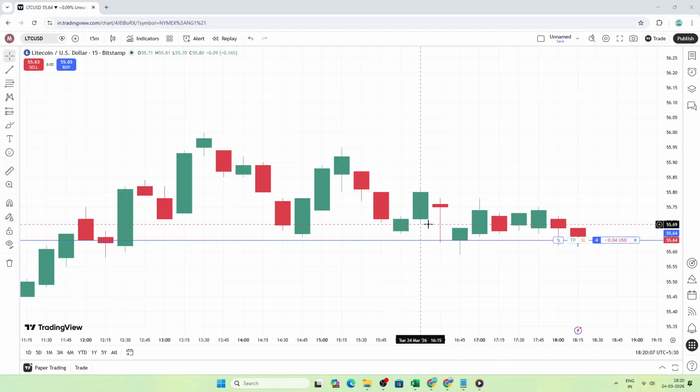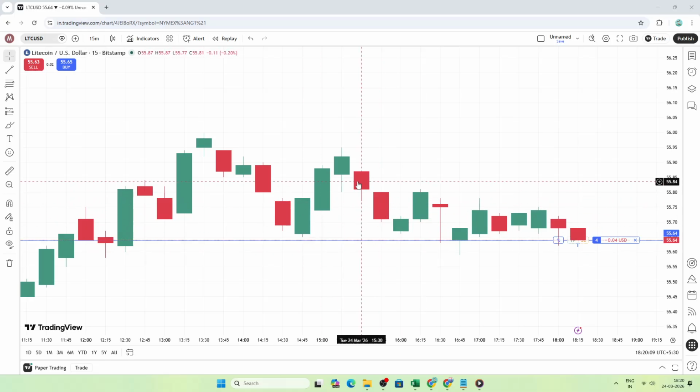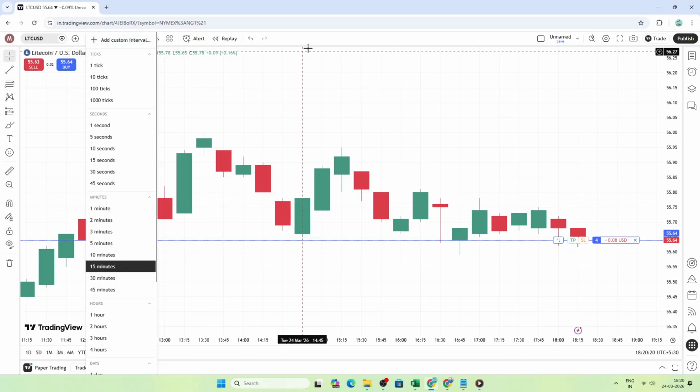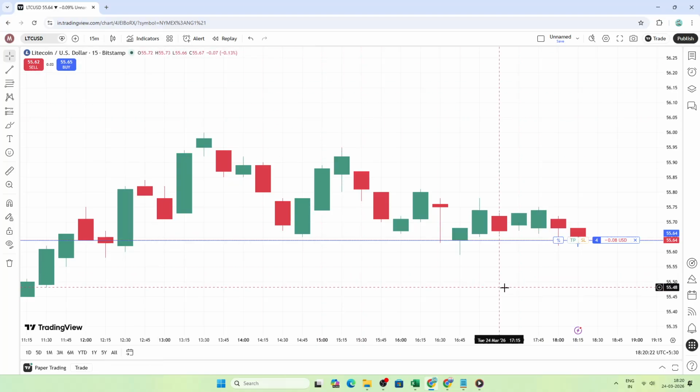Start by opening your chart. Make sure you are looking at the same instrument where your position is active, such as the exact ticker or symbol you traded. The time frame on the chart doesn't affect the closing process, so use whichever view you prefer. What matters is that you are on the right market and ready to access the trading controls.